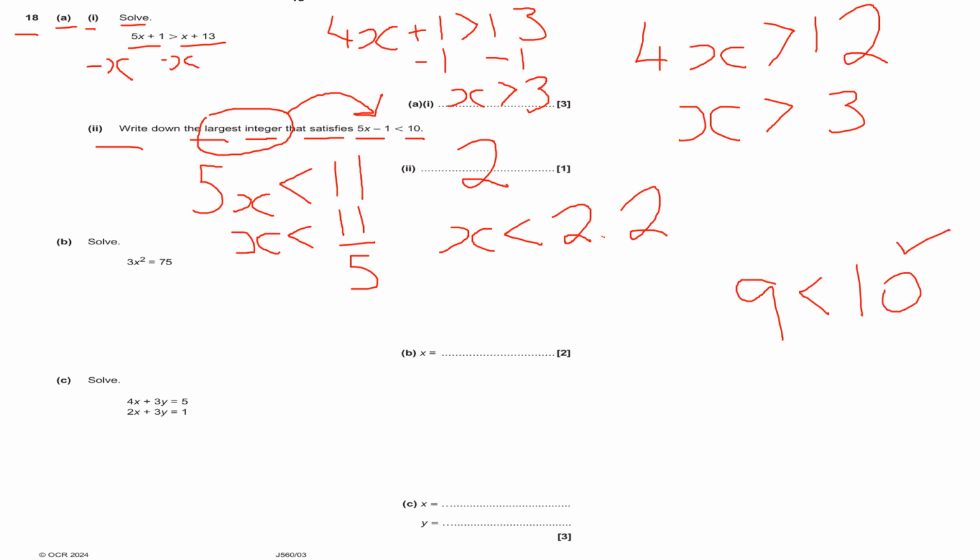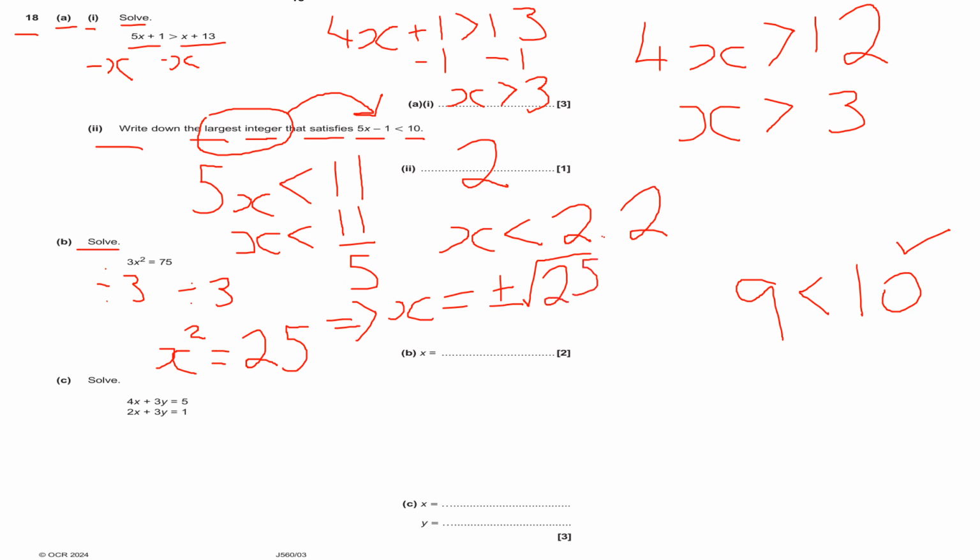Part (b), solve 3x squared equals 75. So divide by 3, first step. We have x squared equals 25. Now, at this stage, I've got 1 or 2 options. I could subtract 25 and then factorize using the difference of 2 squares, or I can just take the root of both sides, including my plus or minus sign. The opposite of square is square root. So x equals plus or minus the square root of 25, which simplifies to 5.